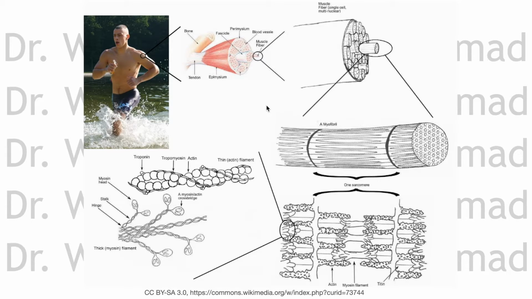And observe, because of the positioning of the actin and myosin, they differ in size. The actin are thin filaments, the myosin are thick filaments. That's why they produce the functional unit, which is called the sarcomere.